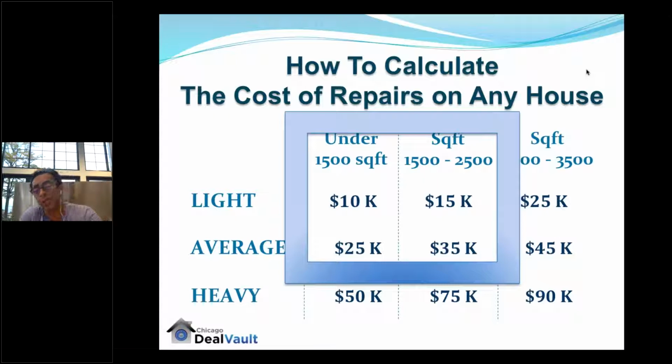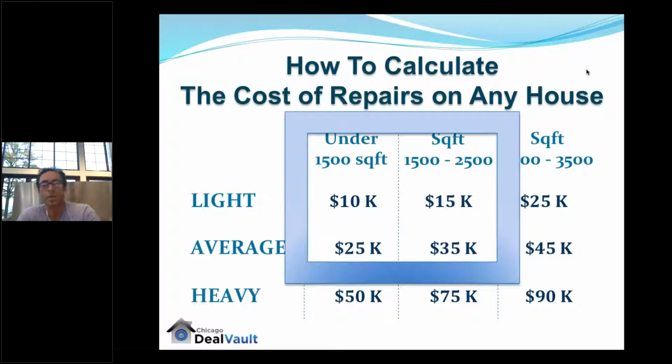But if you need to update the kitchen and the bathroom, you're going to be hitting those numbers, between 25 to 35. And guess what? You always need to have a cushion for unexpected. If you're going to be under the first column, less than 1,500 square feet, add a $5,000 cushion. If you're going to be on the second column, between 1,500 to 2,500, guess what? Please add a $10,000 miscellaneous or unexpected cushion, okay? You never know, okay? You always have to be prepared.